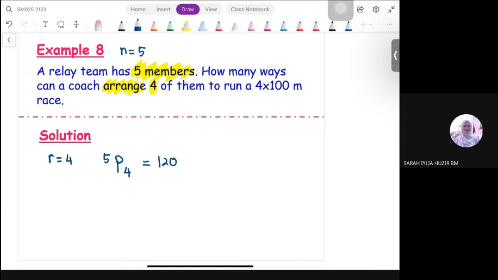I hope you can find the button in your calculator. Tak ada masalah nak cari nPr button. Okay, 5P4 is 120. Okay, next one.